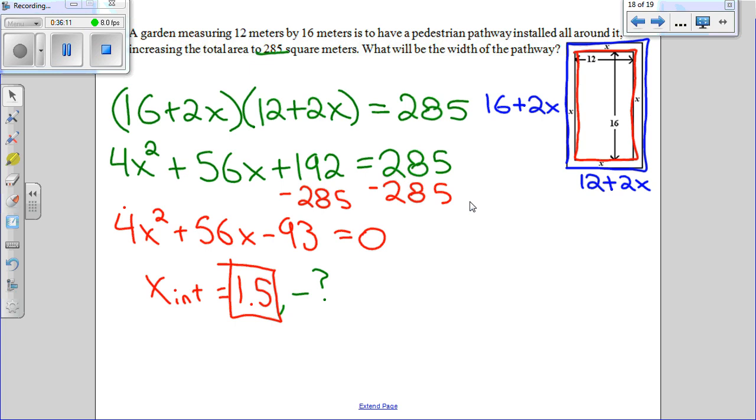They could say, what's the width or what's the smaller side, right? And then you would say, well, the smaller side of my new garden or my new playground or whatever it is, garden, would be 1.5 times 2 plus 12. Then you'd actually have to calculate a new side. And so that's possible too.